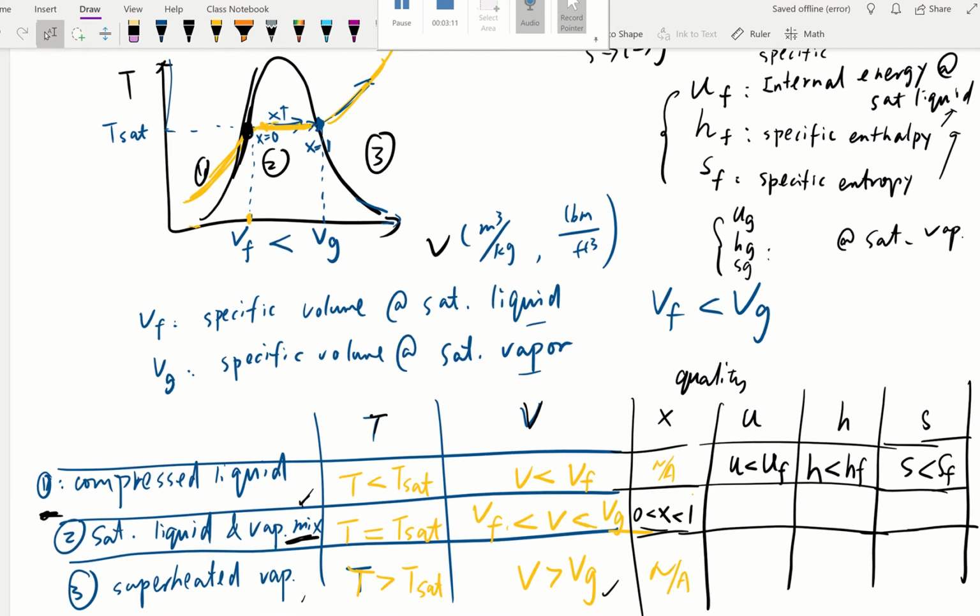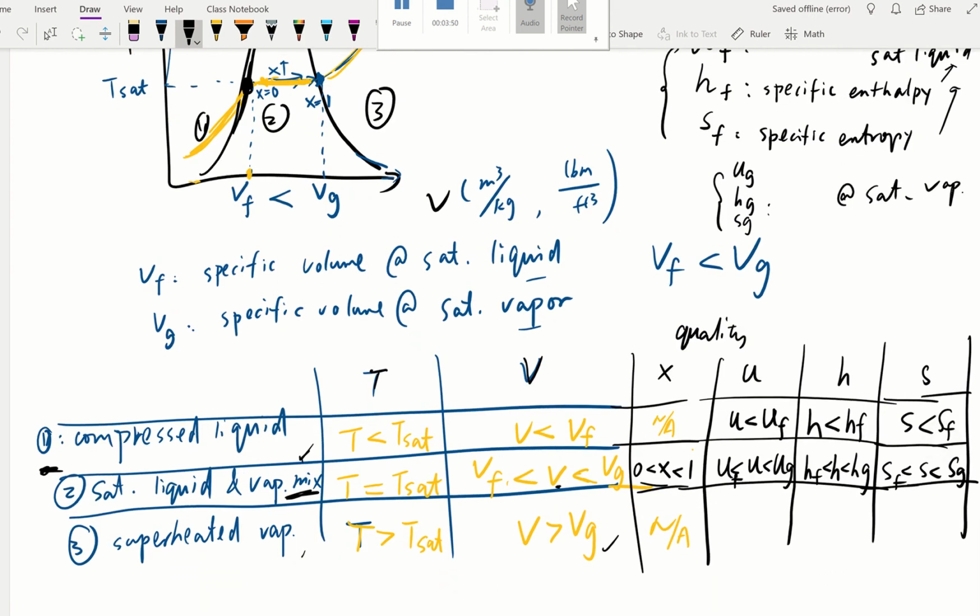If it's a mixture, what do we know? The specific internal energy is going to be between Uf and Ug, just like for V, specific volume is between Vf and Vg. So if this internal energy is greater than Uf, however less than Ug, then we know for sure it's a mixture. Same thing here. H is greater than Hf and less than Hg. S is greater than Sf, less than Sg.